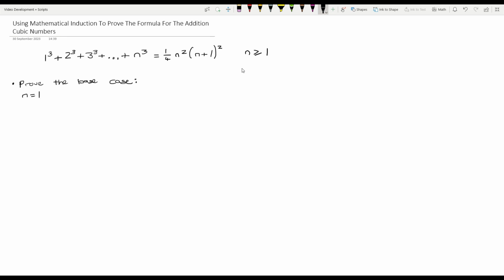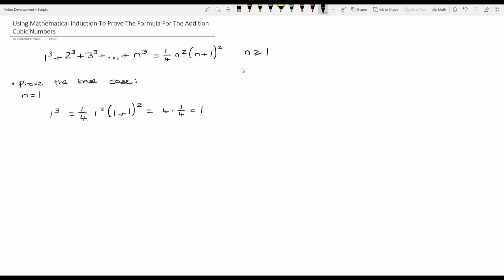So what we can do is insert 1 into the above equation. So we can show that 1 cubed is equal to a quarter of 1 squared times (1 plus 1) squared. Now, 1 squared is 1, and (1 plus 1) squared is 2 squared, which is 4. So that means 4 times a quarter is equal to 1. So you can see for the base case, this formula works. 1 cubed is equal to 1.